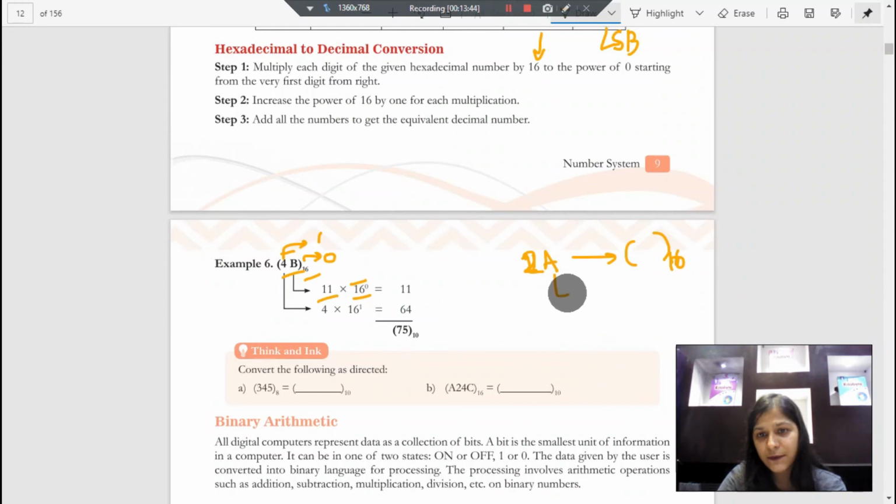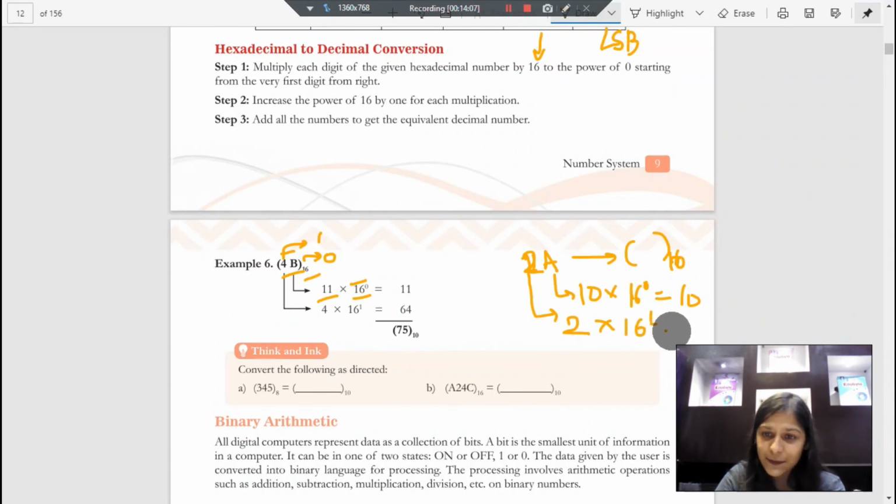So a means 10 and the weightage of this position is 16 raised to the power 0. 16 raised to the power 0 means 1, so it equals 10, because 10 multiplied by 1 is 10. Now 2. What is the weightage of this place, children? The weightage is 16 raised to the power 1. And what is 16 multiplied by 2? It means 32. So now we will add 32 and 10. So 2a simply means 42 in the decimal system. This is so simple, right?